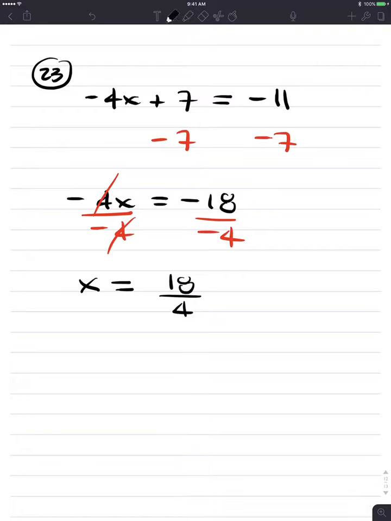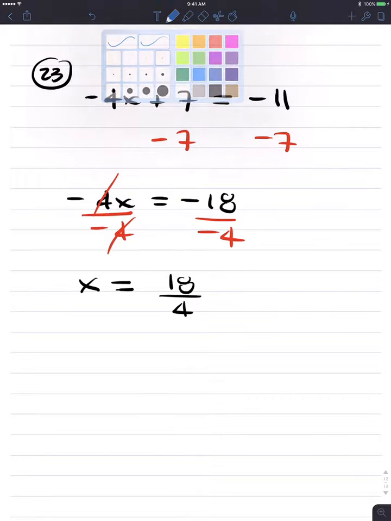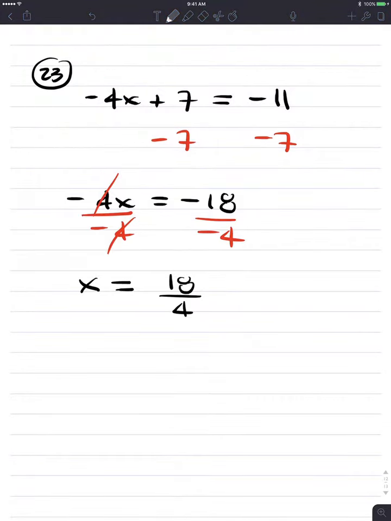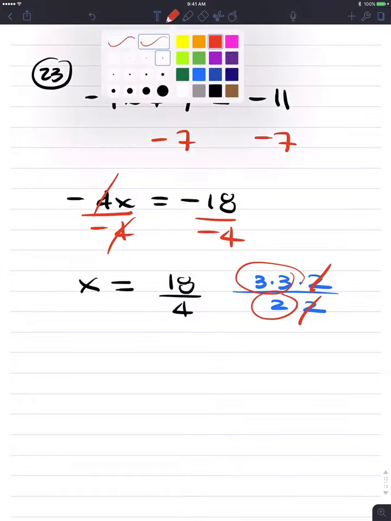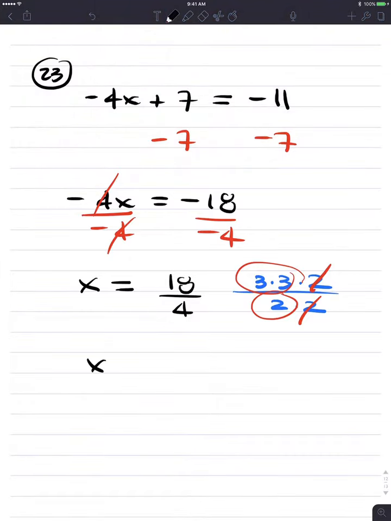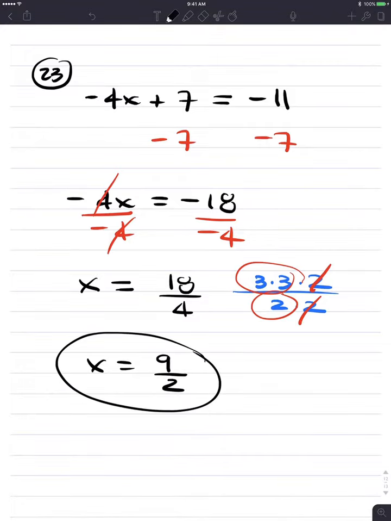We're now going to break down our numbers with factor trees. 18 can be written in terms of its prime factorization as 3 times 3 times 2. 4 can be written as 2 times 2. I have cancellation. I'm going to end up with x equal to 9 halves. And we're done.